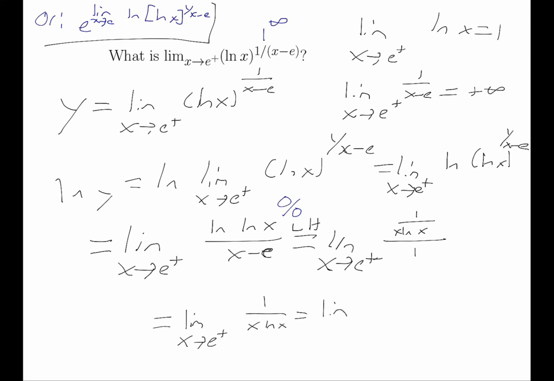That's 1 over e. But log y is 1 over e. We have to remember where we started, the left side of our equation. Log y is 1 over e. y is equal to e to the log y, which is e to the 1 over e.